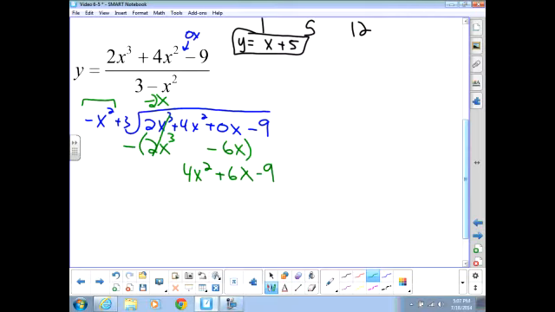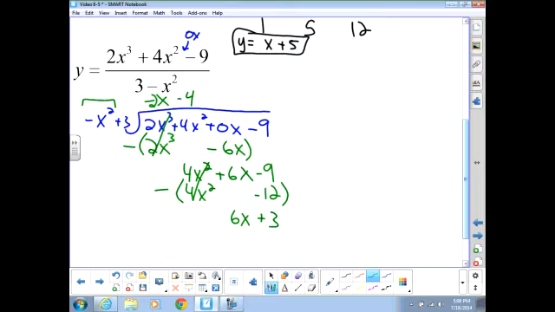So our next question is, what times negative x squared will give us a positive 4x squared? Well, that'll just be a negative 4. Negative 4 times negative x squared will give us 4x squared. Negative 4 times 3 will give us negative 12. We'll line that up under the 9. We'll now subtract. Those will go away. 6x minus nothing is 6x. Negative 9 minus a negative 12, that'll become a plus 12, so we get plus 3.